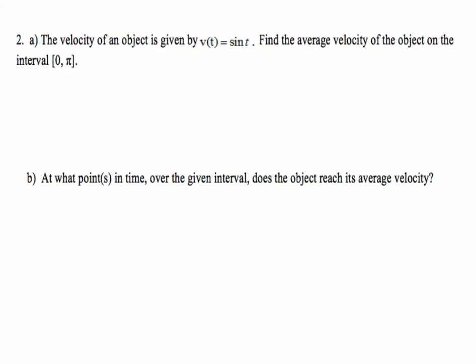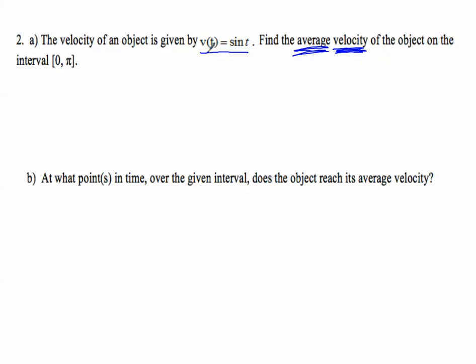Let's look at it in a different context. The velocity of an object is given by this function. Find the average velocity. Well, we found average velocities before given position. This is not given position. This is given a velocity function.